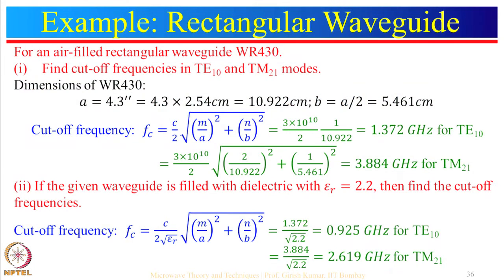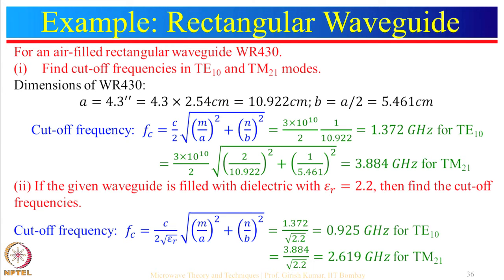Now let us take an example and see how different calculations are done in a rectangular waveguide. So let us say we have an air filled rectangular waveguide named WR430, then we have to find cutoff frequencies in TE10 mode and TM21 mode. Now the first thing we need to know is the dimensions of the WR430 waveguide. The convention for these types of waveguides is that the dimension A is equal to the number 430 divided by 100 in inches. So A is equal to 4.3 inches.